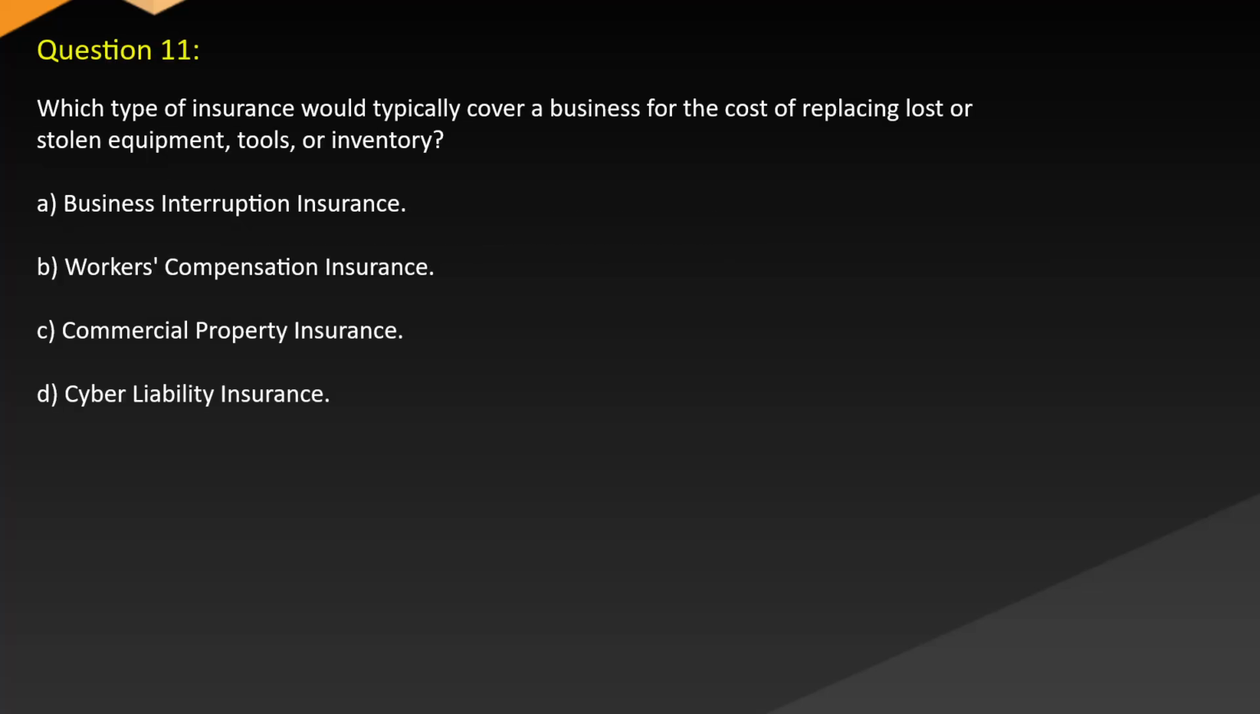Question 11. Which type of insurance would typically cover a business for the cost of replacing lost or stolen equipment, tools, or inventory? A. Business interruption insurance. B. Workers' compensation insurance. C. Commercial property insurance. D. Cyber liability insurance.